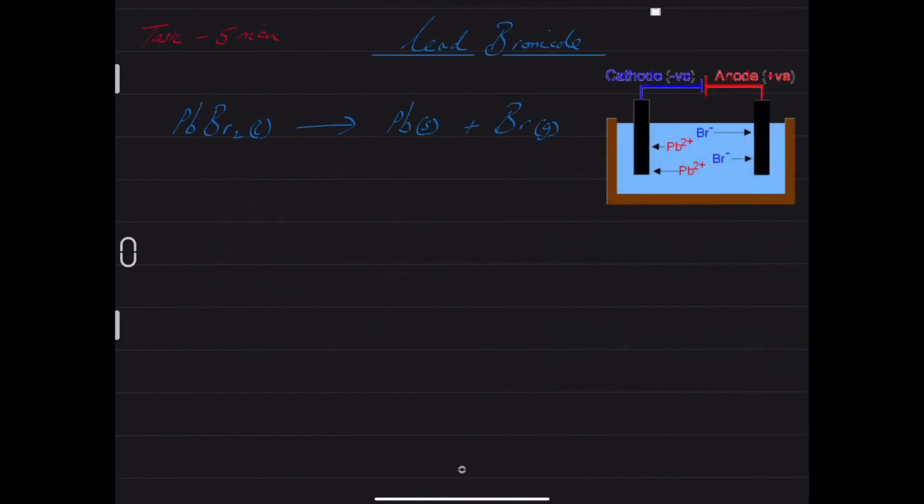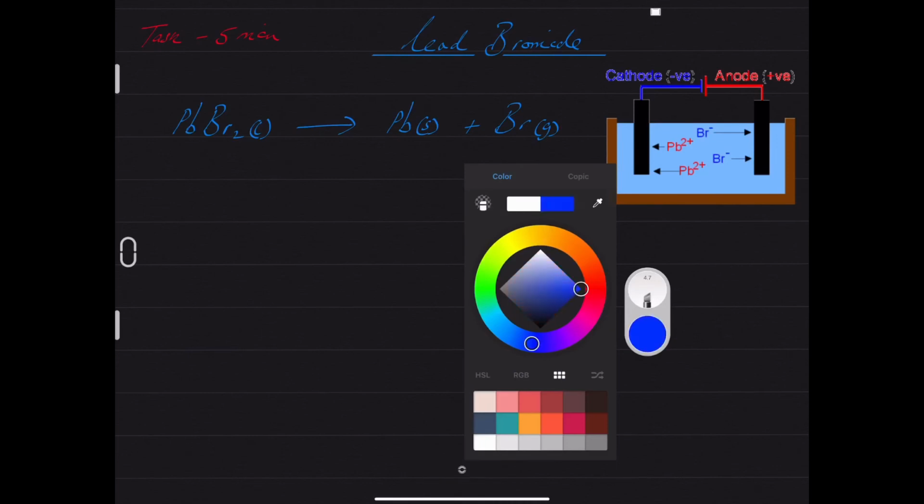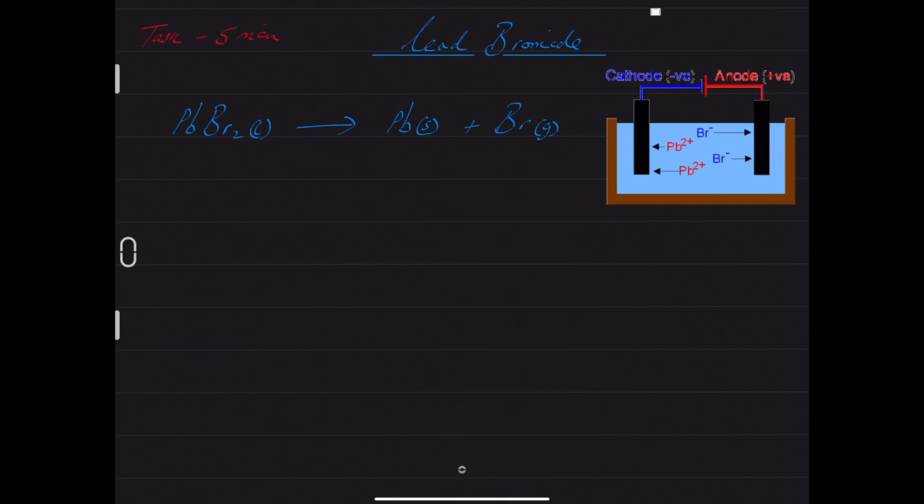For this reaction, lead bromide, I've given you the full equation with the correct state symbols, and what I want you to do is to look at that equation. I just have to amend something here. That's 2.